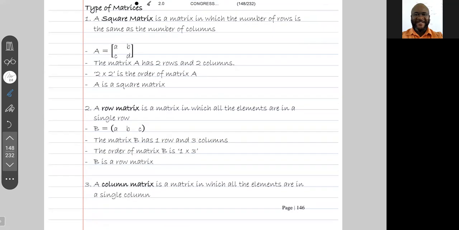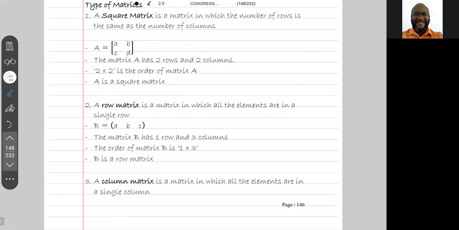We have a row matrix. Now, a row matrix is a matrix in which all the elements are in a single row. So B here, this is 1 row, and there are 3 columns. So this is only the 1 row, row 1. There are 3 columns, C1, C2, C3. So the matrix B has 1 row and 3 columns. The order of matrix B is 1 by 3. B is a row matrix because the entire matrix is a single row.